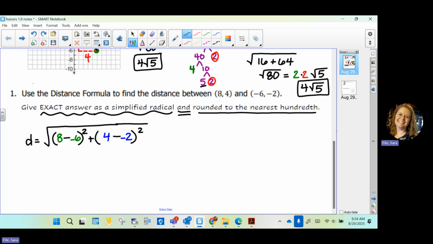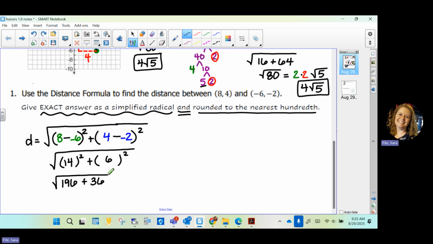So then that becomes plus, so 8 plus 6. Okay, and that becomes 4 plus 2. Okay, again, we're not going to have to do everything by hand. Y'all will have a calculator. So if you prefer to do it all in the calculator at once, you can. But I'm just showing you so you know how to do this if you don't have a calculator. So that's 196. 6 squared is 36.